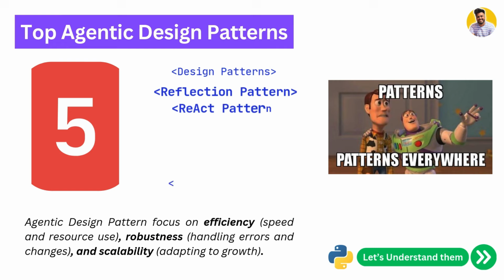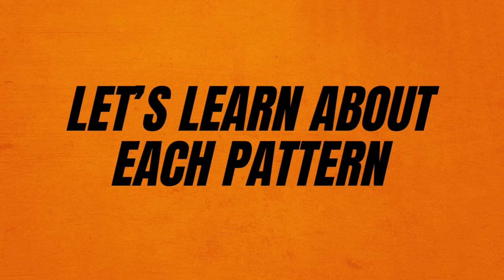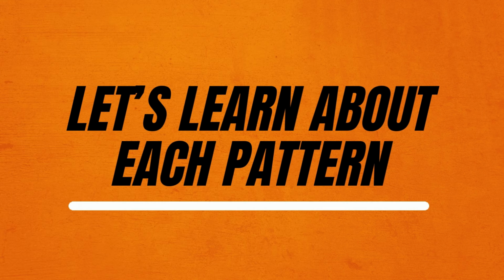First is the reflection pattern. Then we have ReAct, tool use, planning, and multi-agent patterns. These patterns are the best for you nowadays as well. Patterns everywhere, I understand, but these patterns help build agents that are more robust and scalable. So let's learn about each pattern one by one with Python code and Autogen.